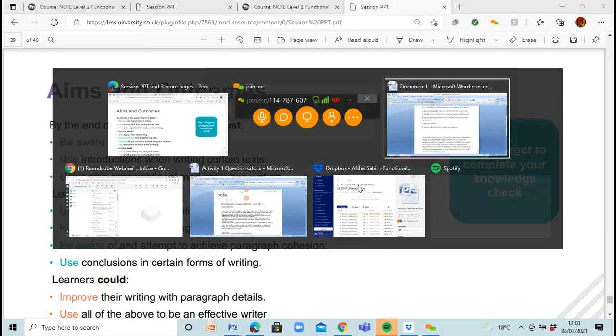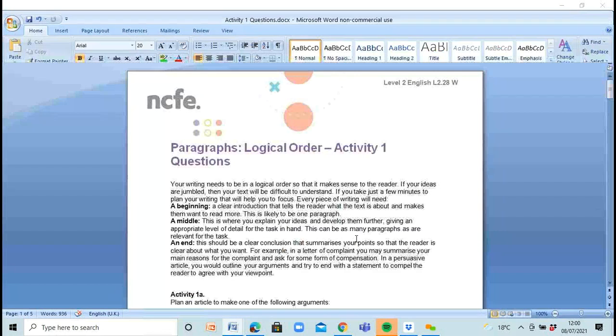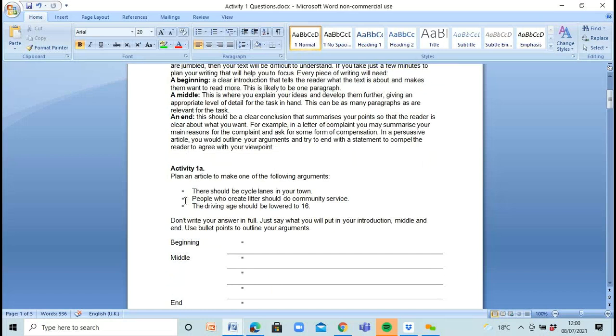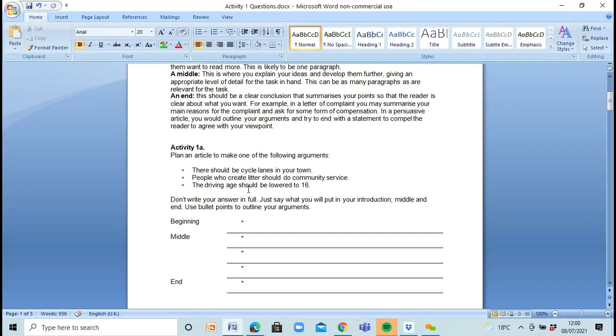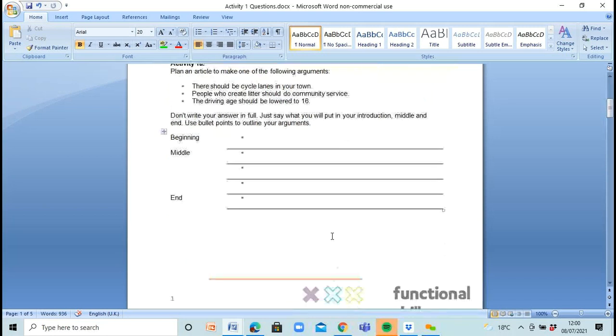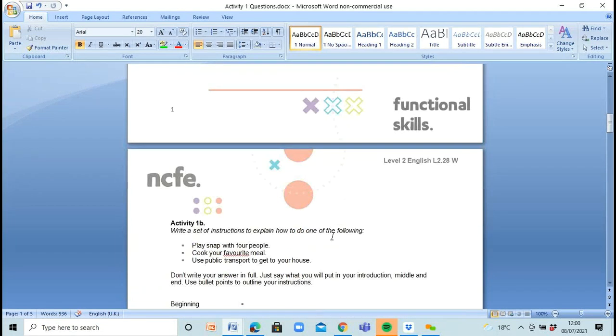Brilliant. Let's go on to the homework activity. All I would like you to do is about logical order in paragraphs. I'd like you to go through here. There are a few arguments that you need to be making. Something like you're going to plan an article and include these points. You don't need to write your answers in full. I just want you to put down what you're going to say in your introduction, your middle, and your end. Use bullet points to outline your arguments. I'm not looking for full-blown sentences. Just tell me what points you'll talk about first, and it follows on in the same way over here.